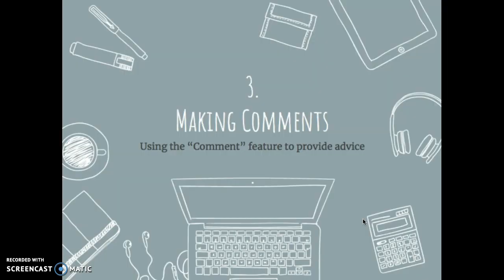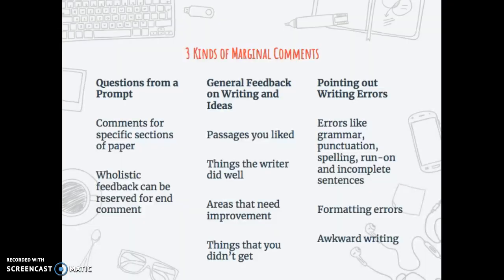So now that you know how to share your document, it's time to start talking about how you're going to be providing feedback on other people's documents. And that is essentially making comments using the comment feature. So in general, there are 3 kinds of marginal comments that you'll be making when you do your peer review. These include answering or providing feedback based on questions from a prompt or some kind of peer review guide, general feedback on writing and ideas, and pointing out errors. So with questions from a prompt, you might provide comments for specific sections of a paper.